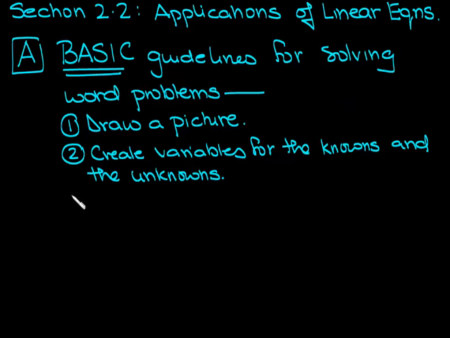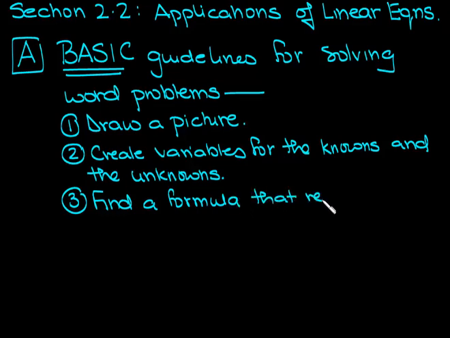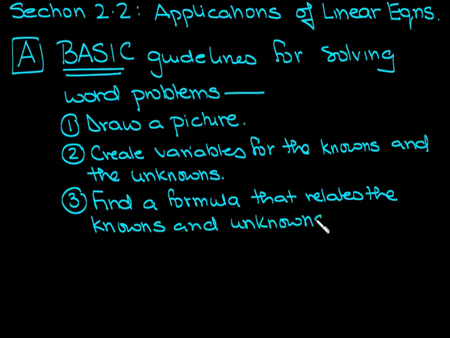Okay, the next step is we want to find a formula, okay, that relates the knowns and unknowns. So this is the hardest step. We want to find a formula that relates the knowns and the unknowns, and this is the step that creates an equation. Because if you recall, an equation has an equality in it.